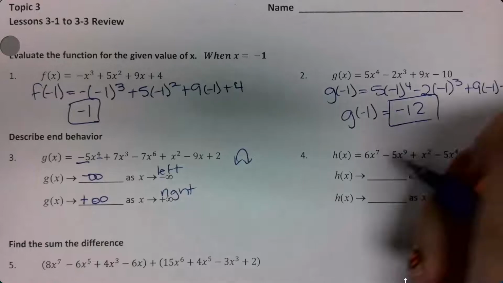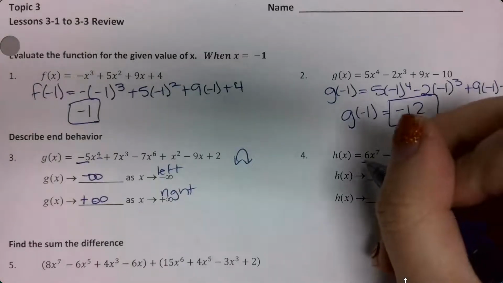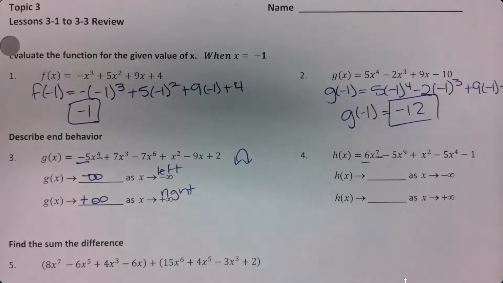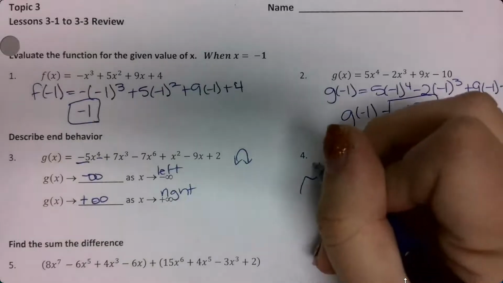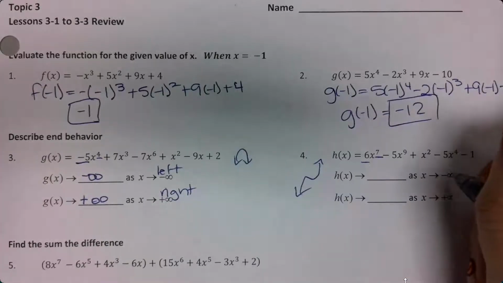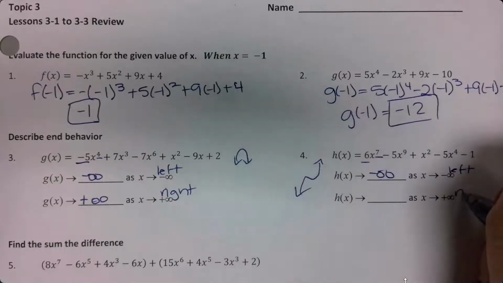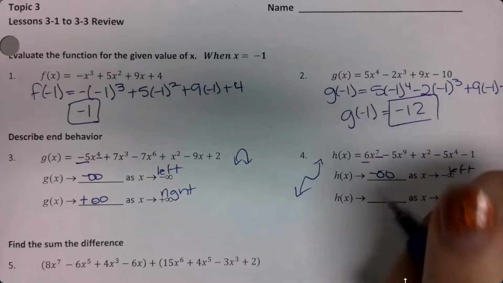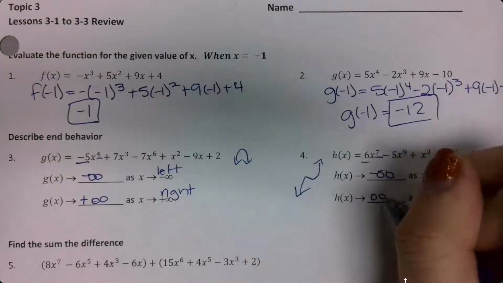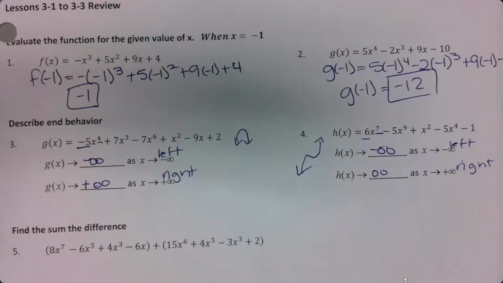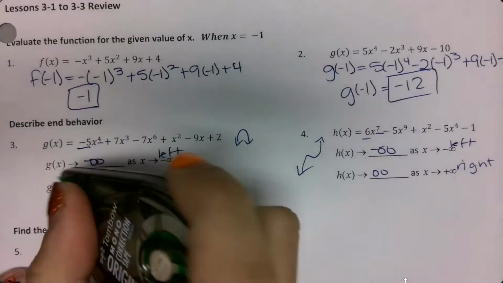Number 4, this one is positive and odd. So that is going to look like this. So as it goes to the left, it is going down. And as it goes to the right, it's going up. I wrote this last one wrong. So on this first one, it was going down on both sides. I don't know why I wrote the positive.